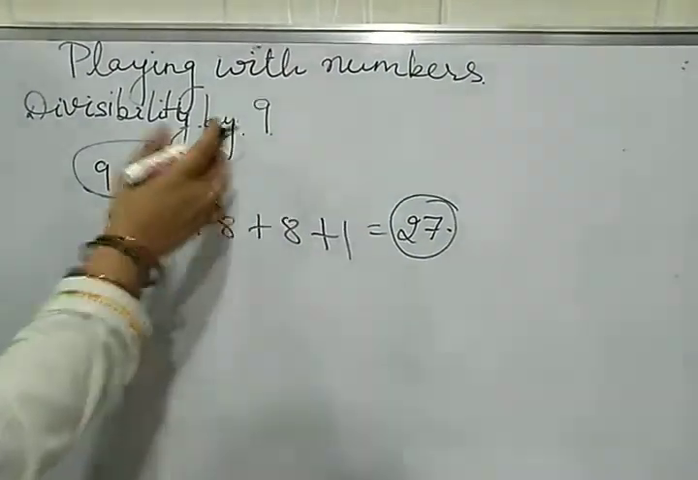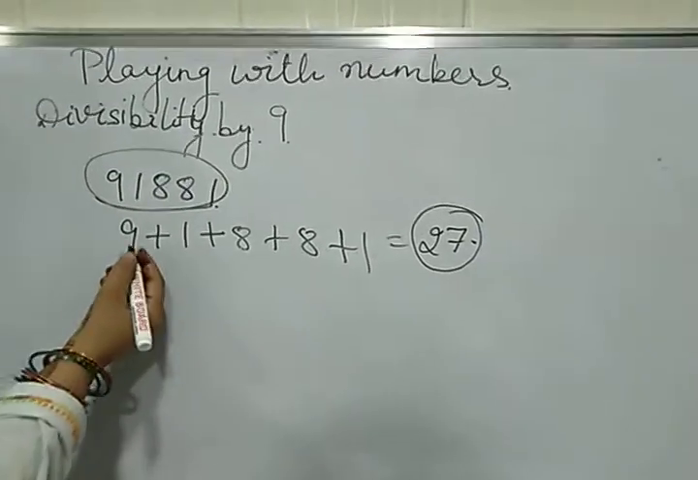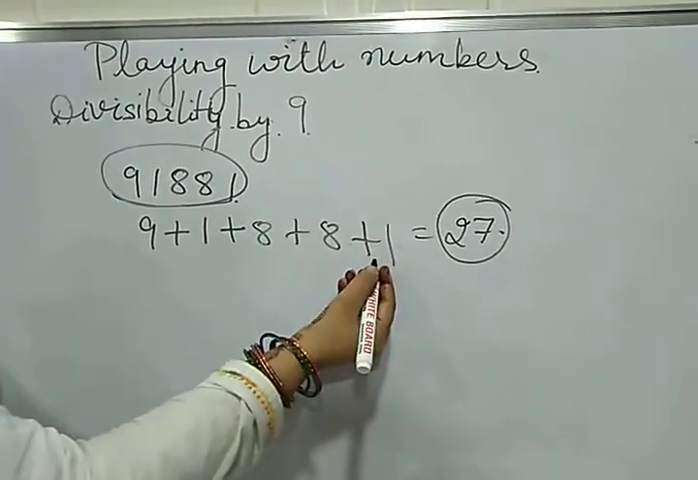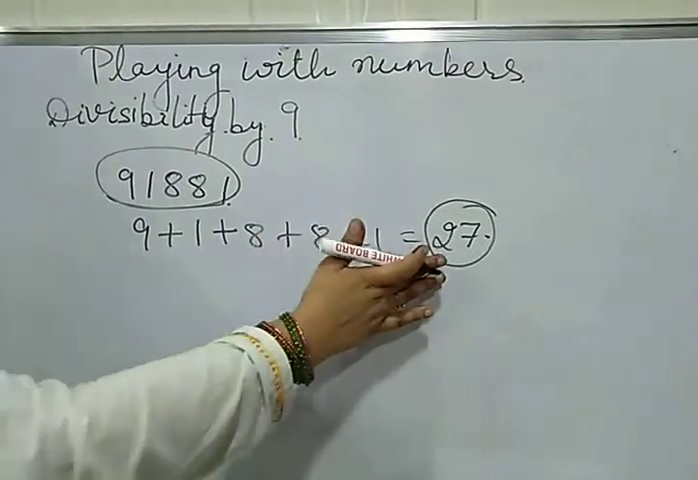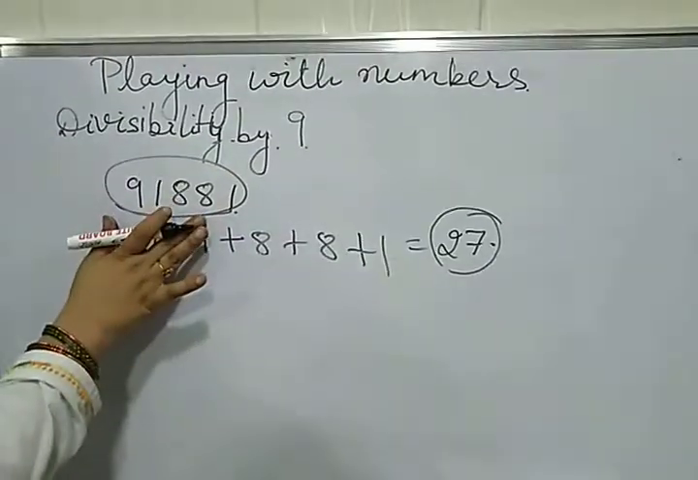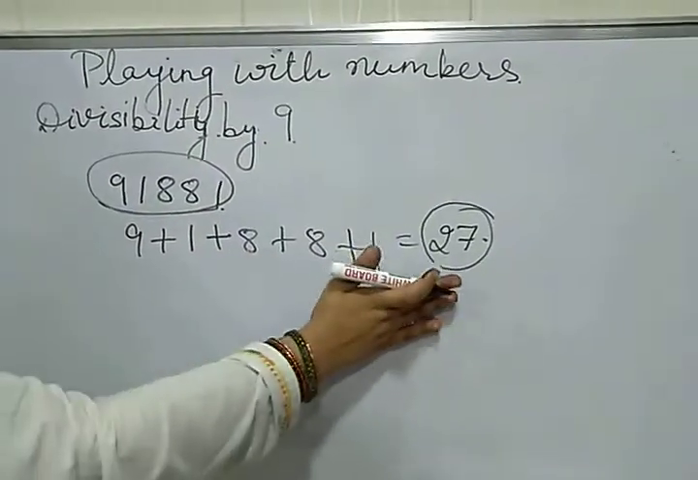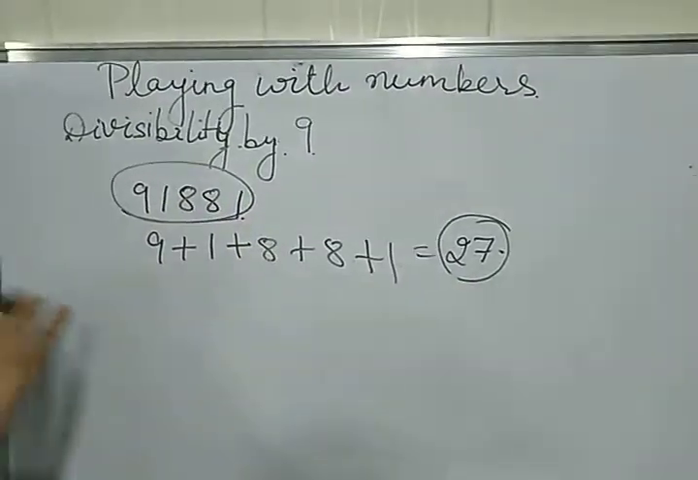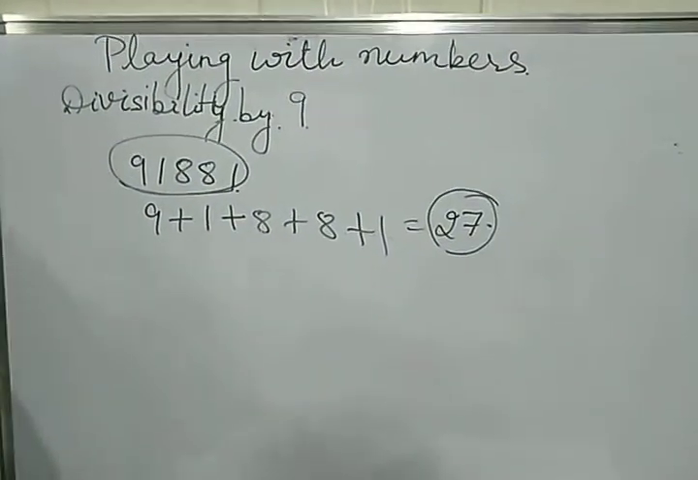So the divisibility rules of 3 and 9 are the same. We have to find out the sum of the digits of the number. If the sum is divisible by 3, then the number will be divisible by 3. And if the sum is divisible by 9, then the number will be divisible by 9.